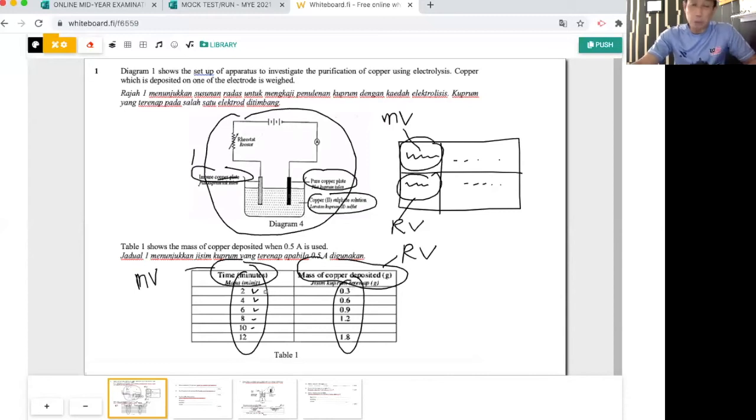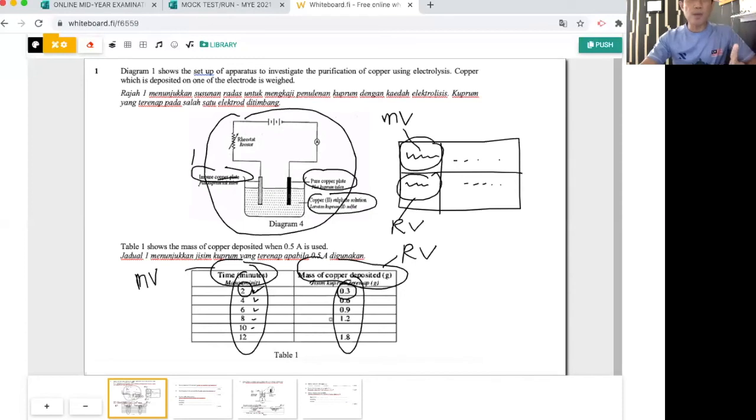Let's say I choose minute 2. So how am I going to write my observation? As simple as this: at minute 2, this is the minute that I chose, the mass of copper deposited is 0.3 gram. Full stop. Full mark. As simple as that. That is observation. Very straightforward. Choose any of the MVs. State the value of the RV for that particular MV.